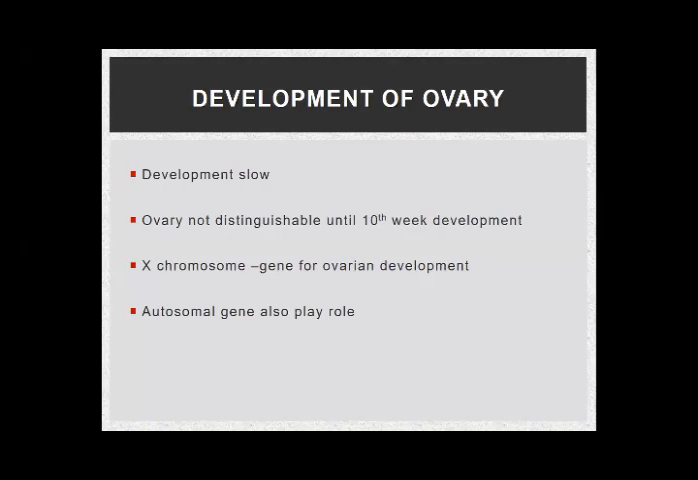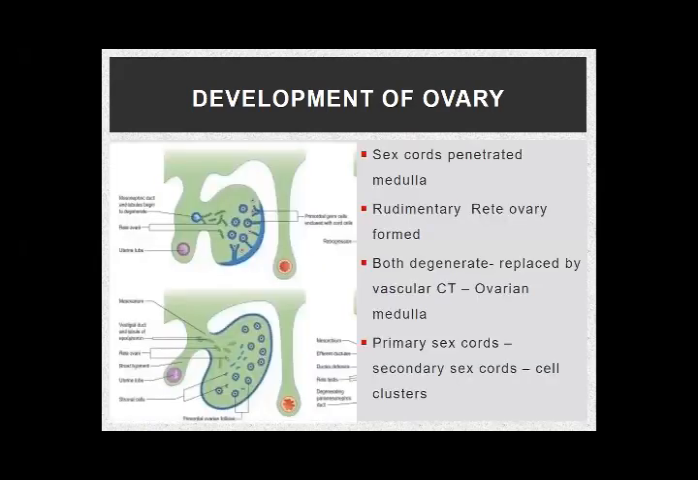Besides autosomal chromosomes में autosomes उन पे भी genes हैं. They also have a role in the development of the ovary. So it is not just X chromosomes, it is also the autosomes. Genes on the autosomes, they also play a role in the development of the ovary. This is something that you do not see in the testes. Testes में सिर्फ Y chromosome का होता है. Okay, now let's do the development of the ovary.